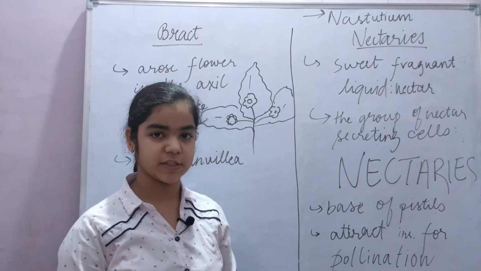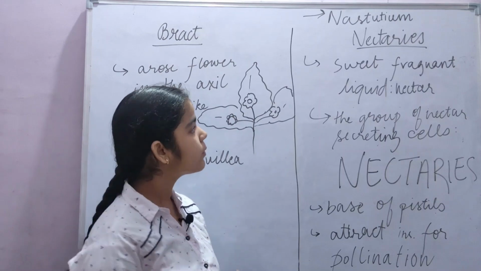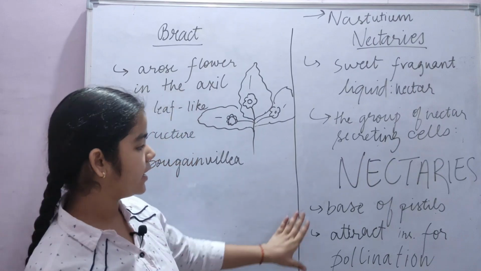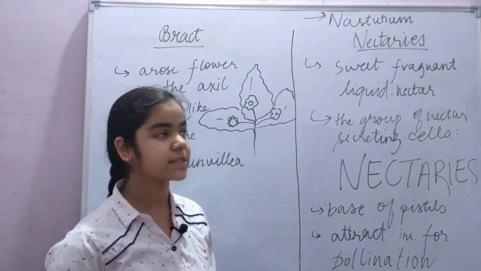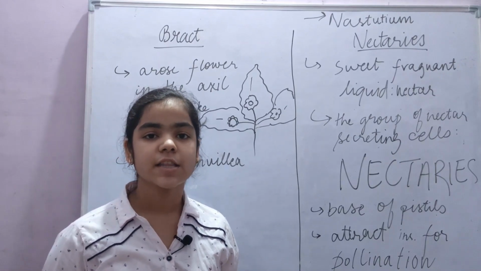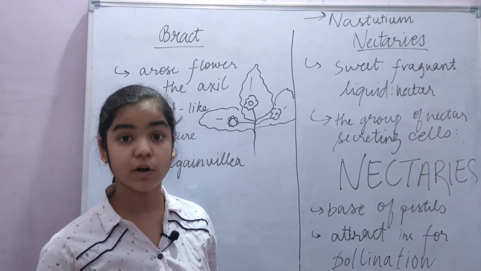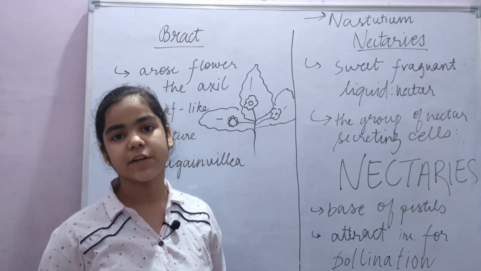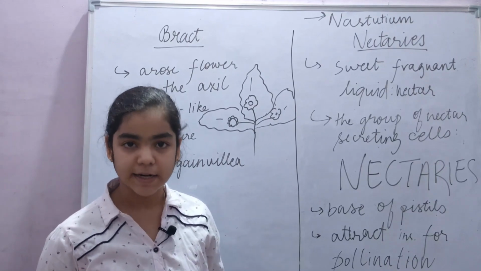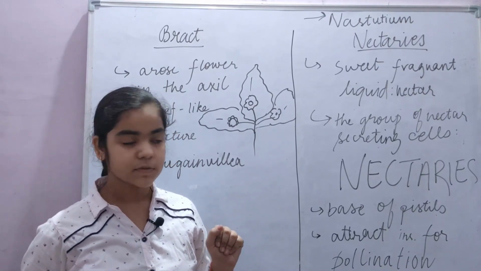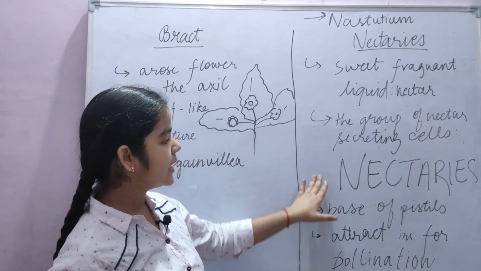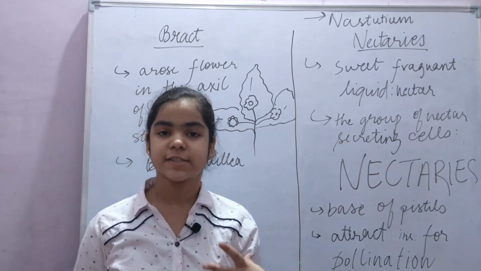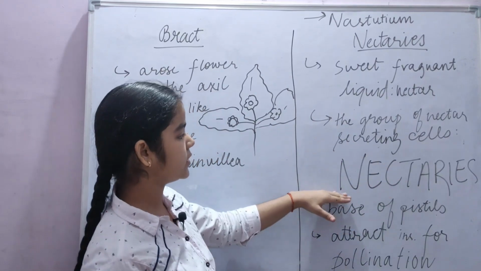What are nectaries actually? Flowers produce nectar. Nectar is produced at the base of the pistils so that the insects could be attracted for cross-pollination. So simply in those flowers where you would rarely see the androecium, meaning the female part is there but the male part is not there, the female part will produce nectar, and the group which secretes this nectar is called nectaries.